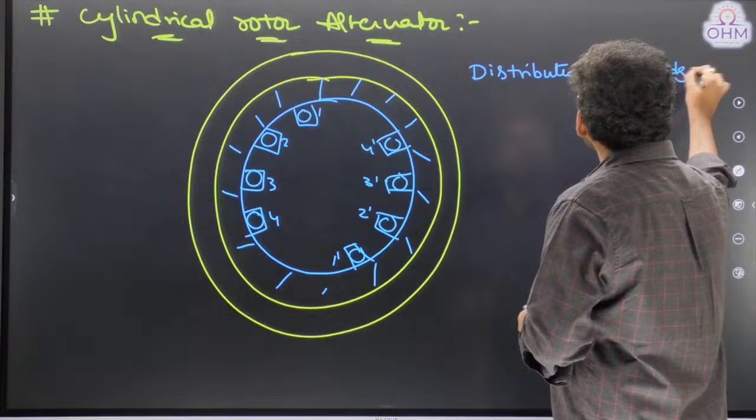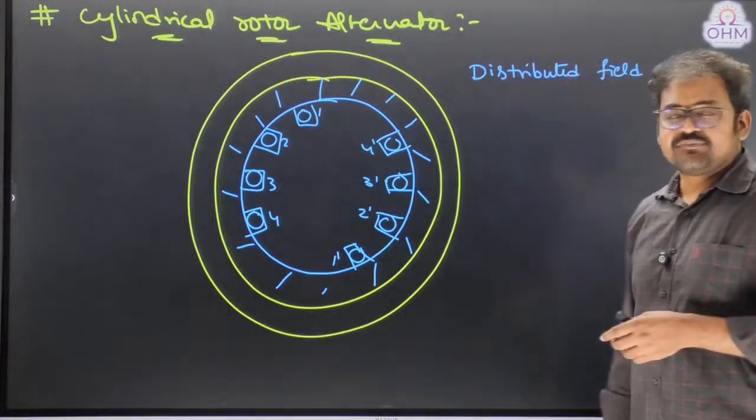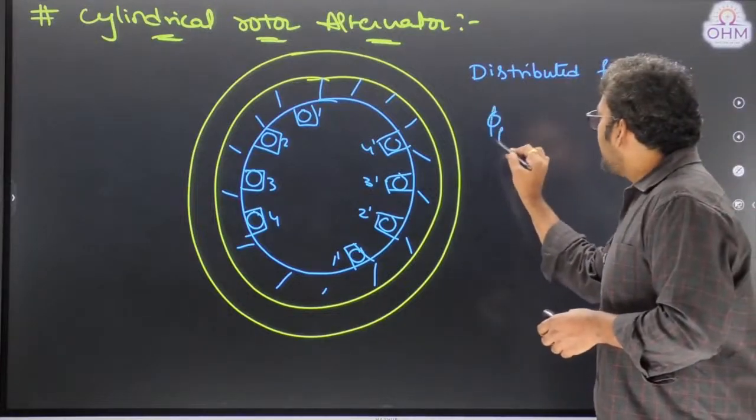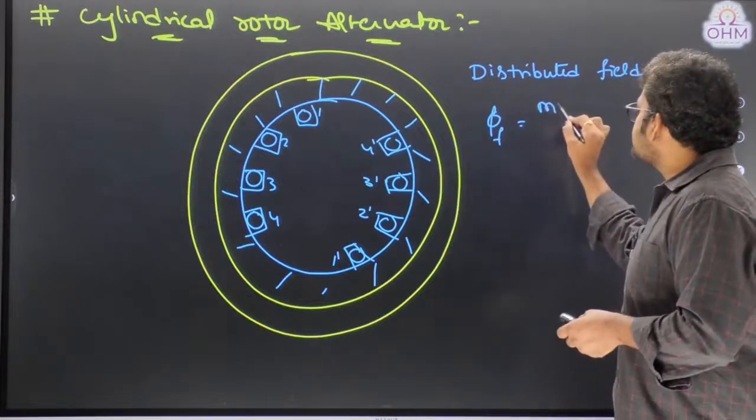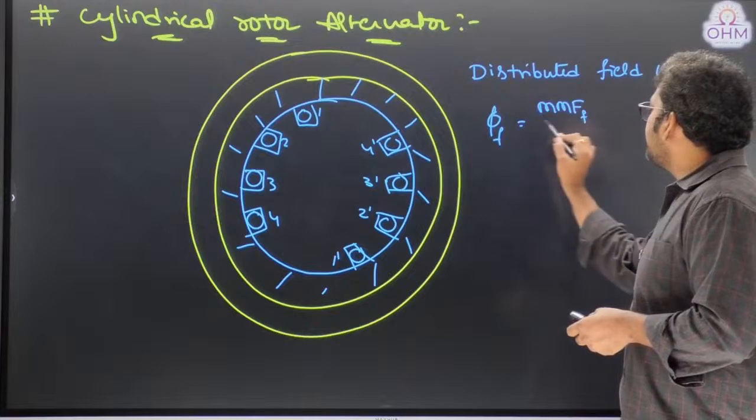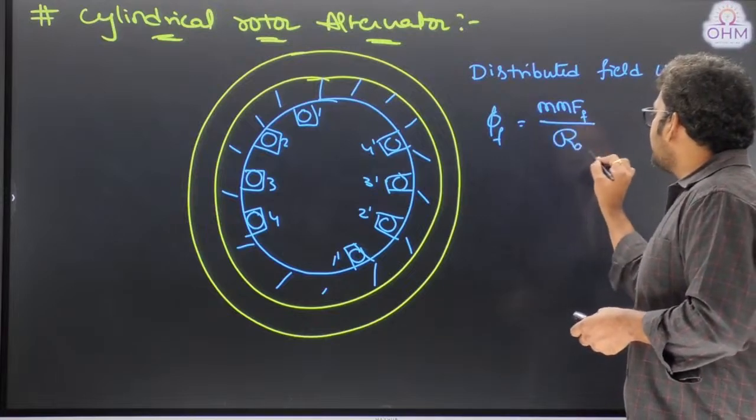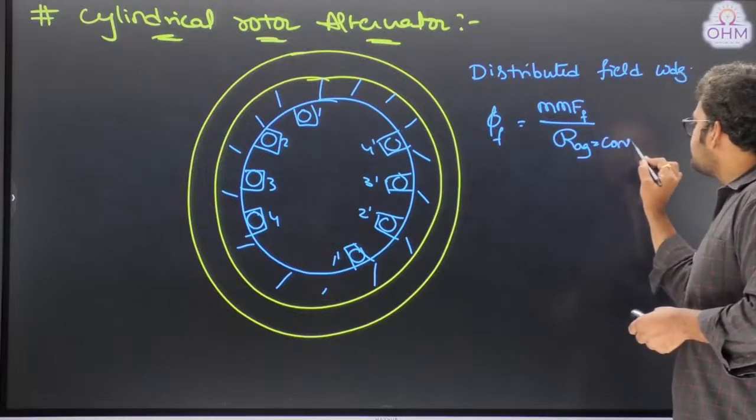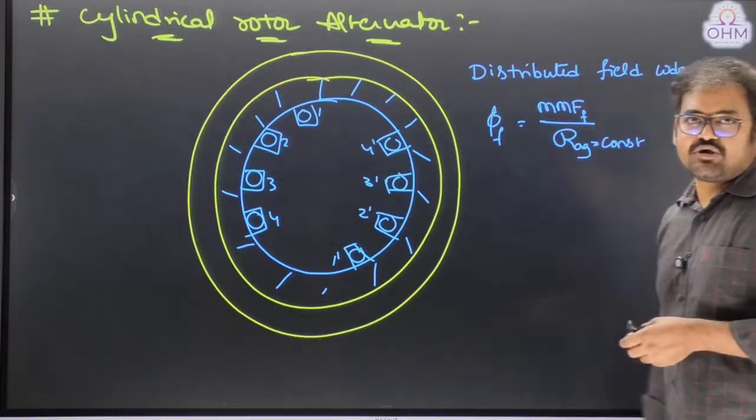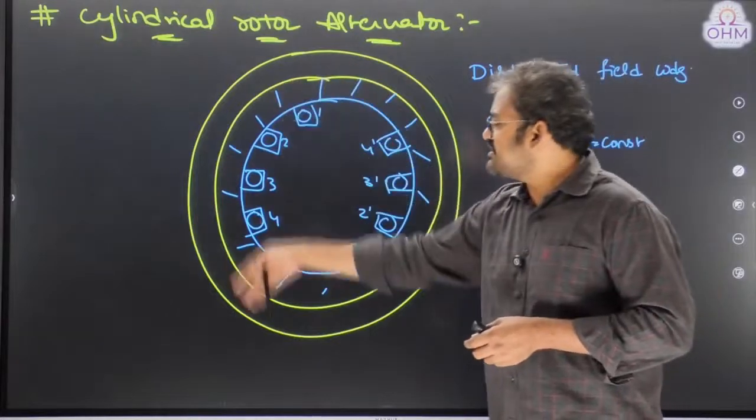Okay, so because of this distributed field winding, the field flux becomes almost like a sinusoidal wave. Why? Because what is the formula for flux? Flux is always equal to MMF divided by reluctance of air gap. Here, air gap reluctance is constant, whether it is a direct axis or quadrature axis. Why? Because air gap length is uniform.